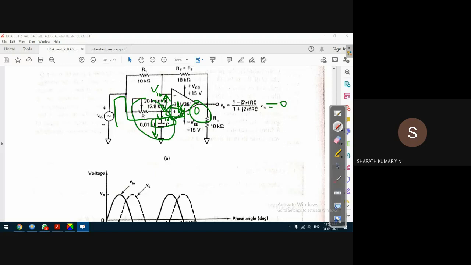by this RC network, as well as the phase shift provided by the feedback network, which is equal to minus 180 degrees, and the phase shift provided by this RC network is such that the total phase shift of the output voltage is only 90 degrees. Total phase shift of the output is 90.